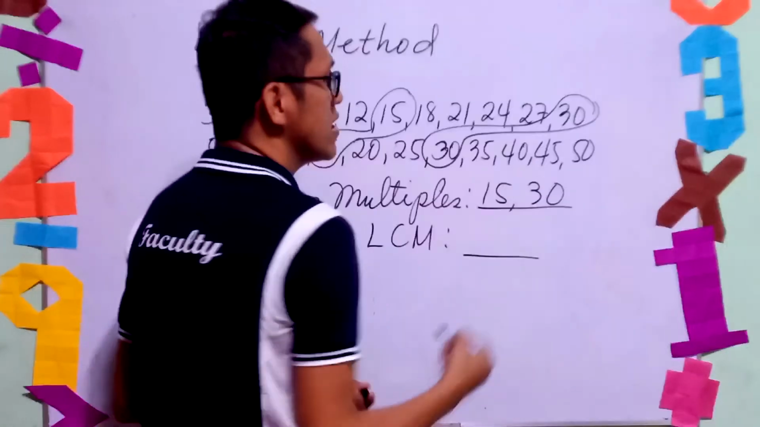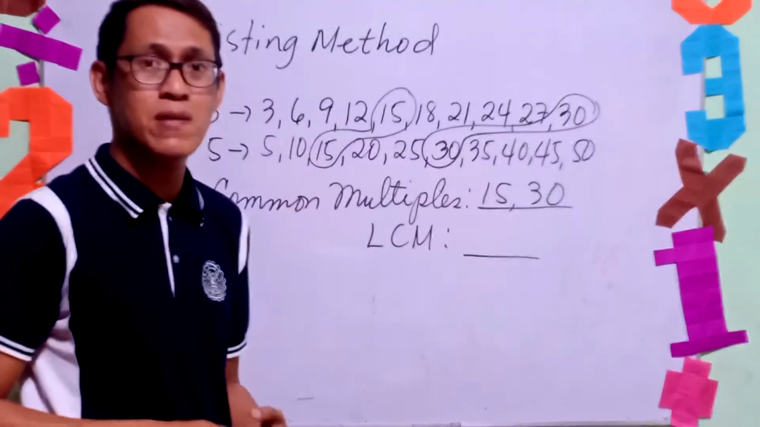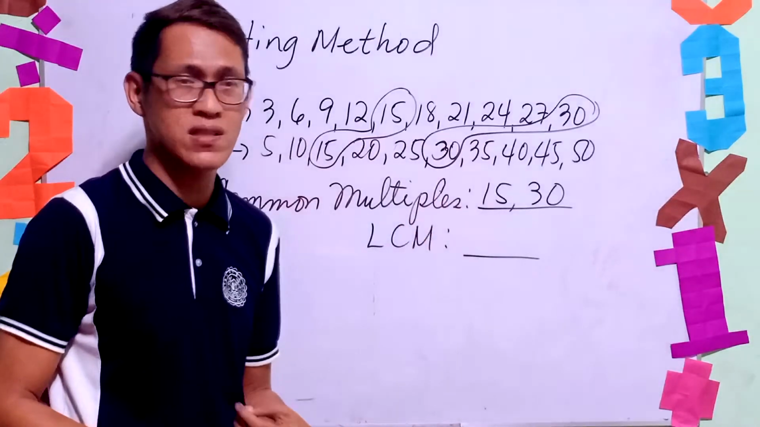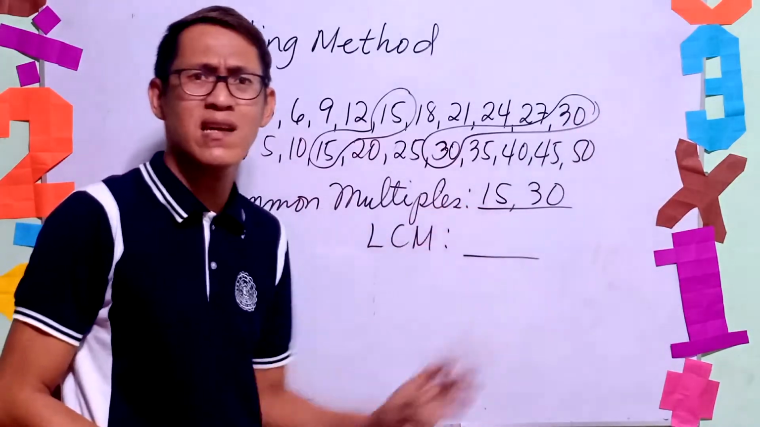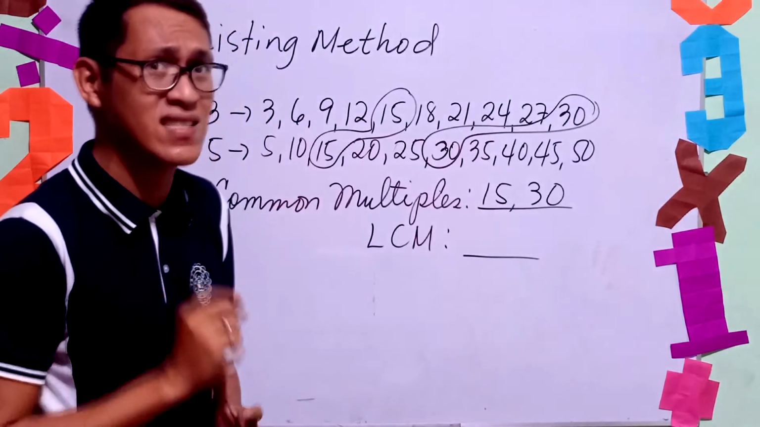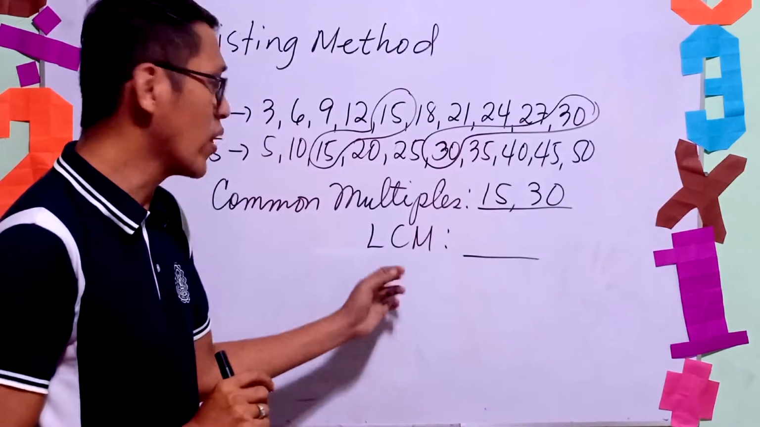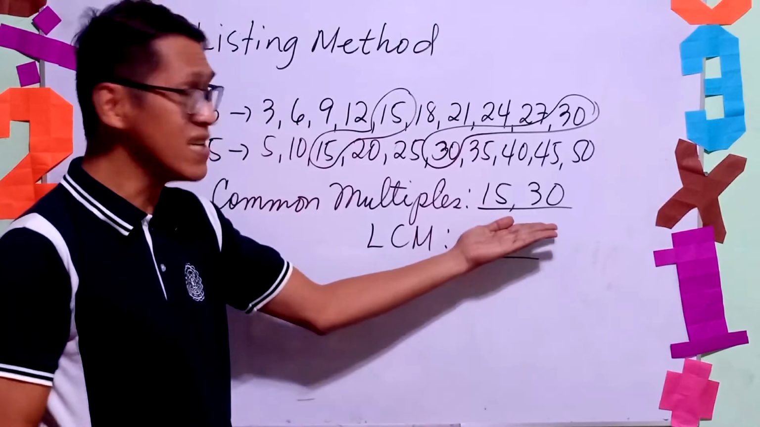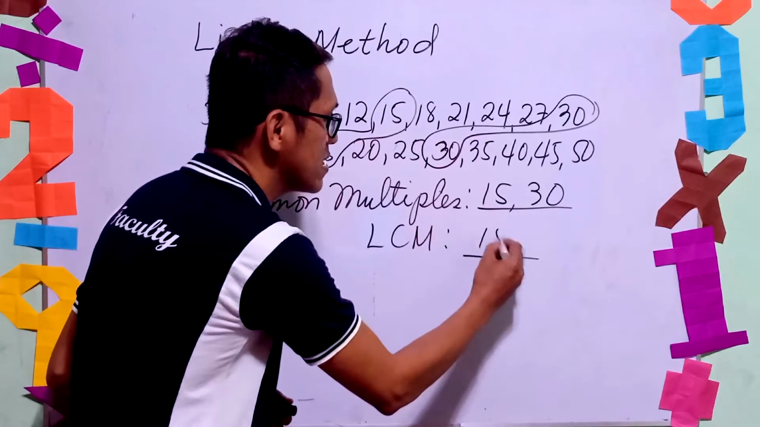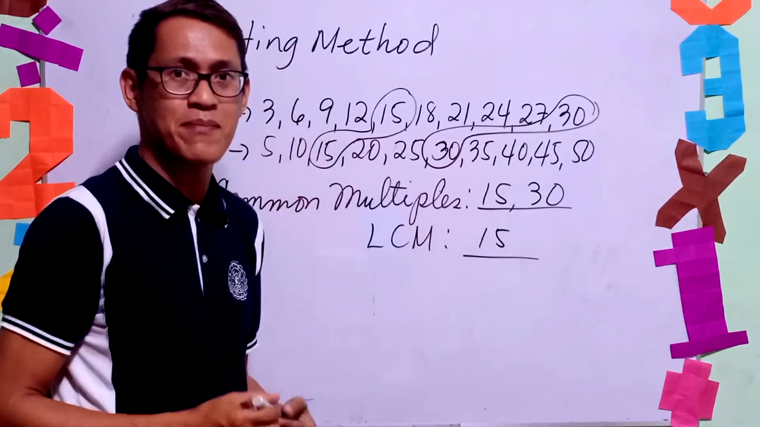So here, if you list down the first 10 multiples of each number, you will have two common multiples. You can have as many as you want, but we don't need them because we need only the least common multiple, or the LCM. So with these two, the smaller one is 15. So that is our LCM.